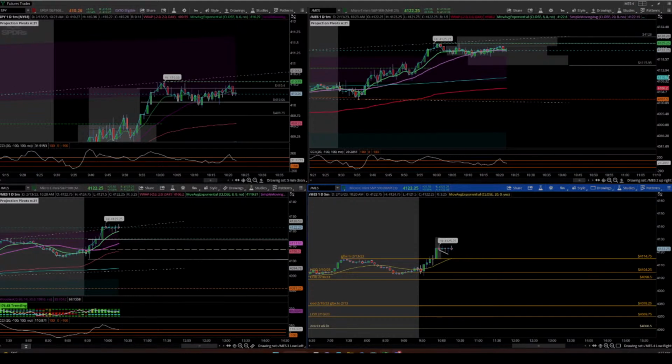We'll see how it goes. Head and shoulders on the 2 forming.